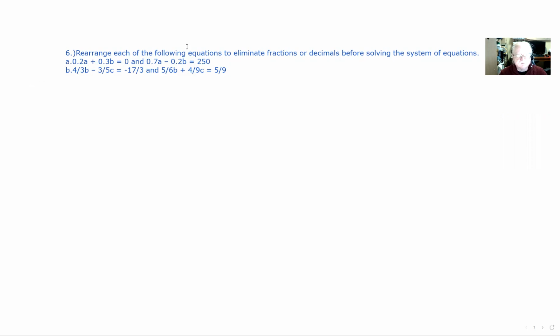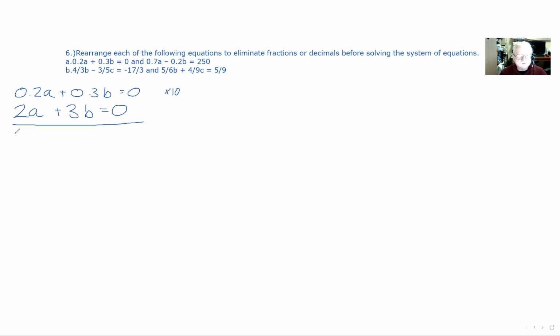So let's start with the first one. They've given us 0.2a plus 0.3b equals 0. And we can multiply this whole thing by 10. So times 10, this will become 2a plus 3b still equal to 0. So that's the first equation.